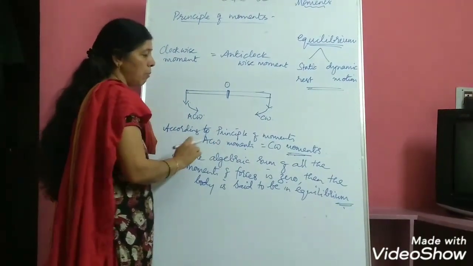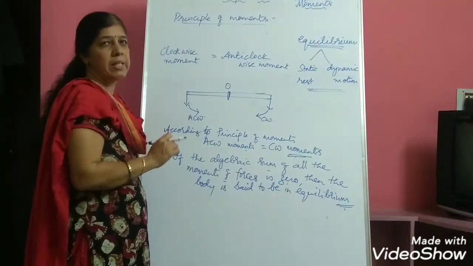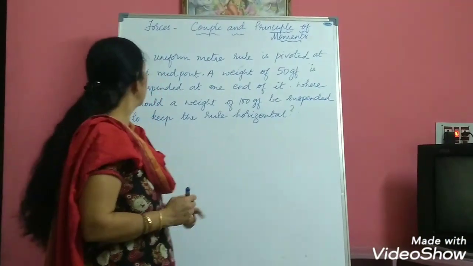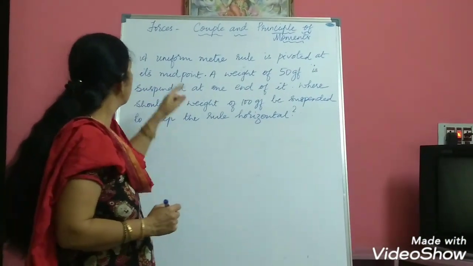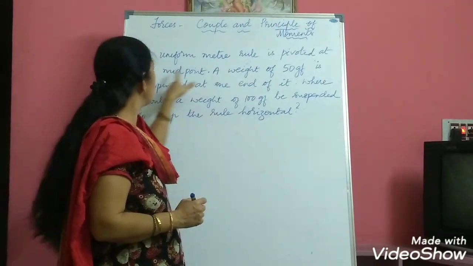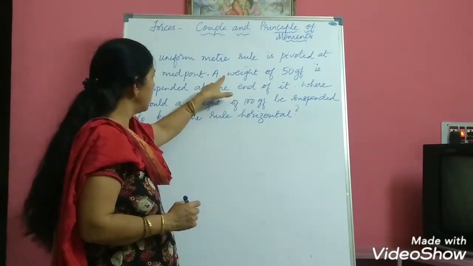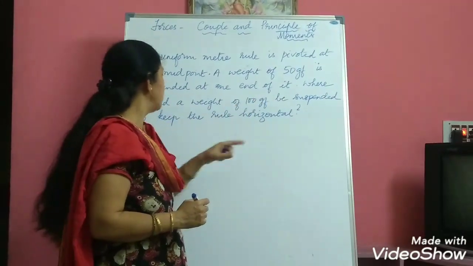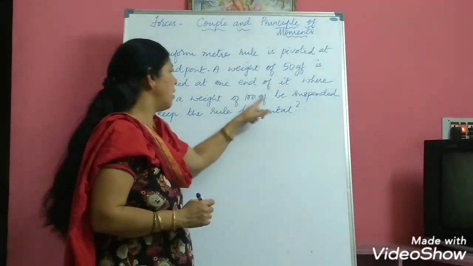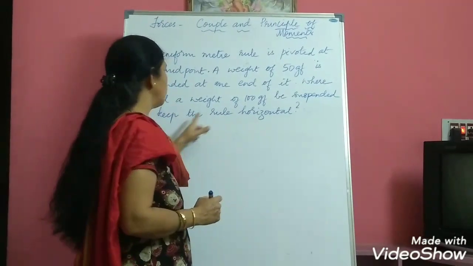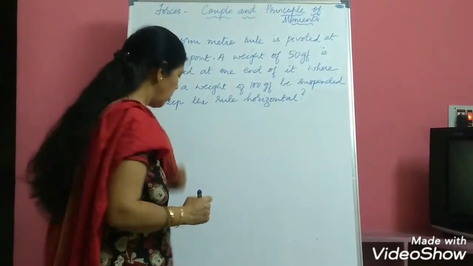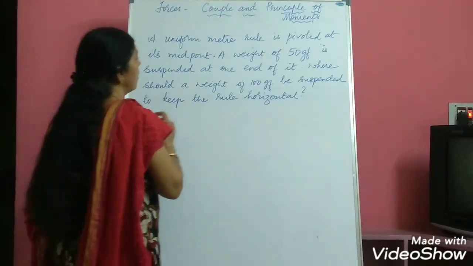Now let us take one problem on principle of moments. A uniform meter rule is pivoted at its midpoint. A weight of 50 gram force is suspended at one end of it. Where should a weight of 100 gram force be suspended to keep the rule horizontal? Now, before you proceed with the problem, better draw a schematic diagram of the problem given.